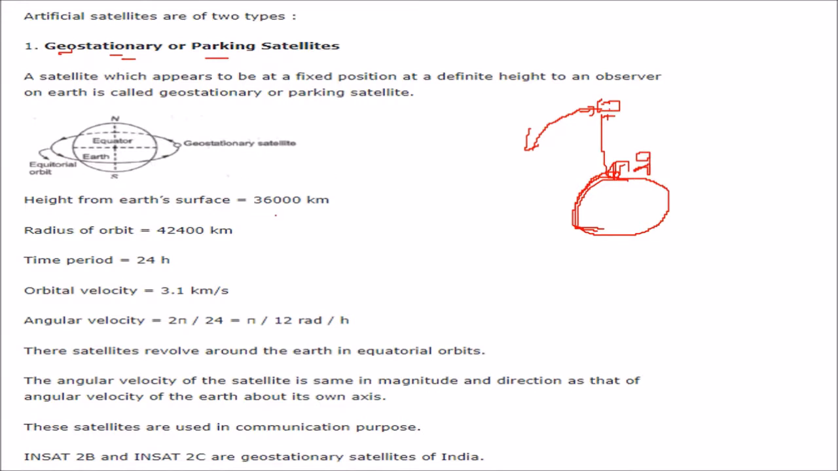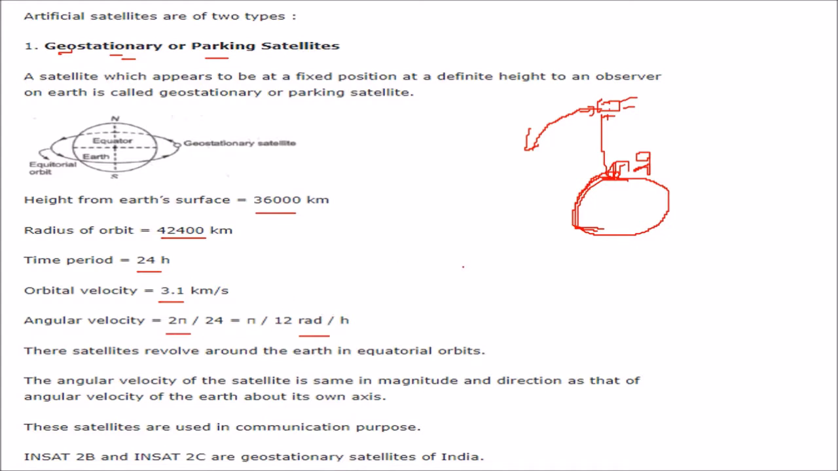What is the height of the satellite from the Earth's surface? 36,000 kilometers. The radius of the orbit is this much. The time period is 24 hours because, as I said, the Earth is rotating and this is revolving, the time periods are the same. The orbital velocity is 3.1 km per second. The angular velocity is 2π by 24, which comes up to this value.